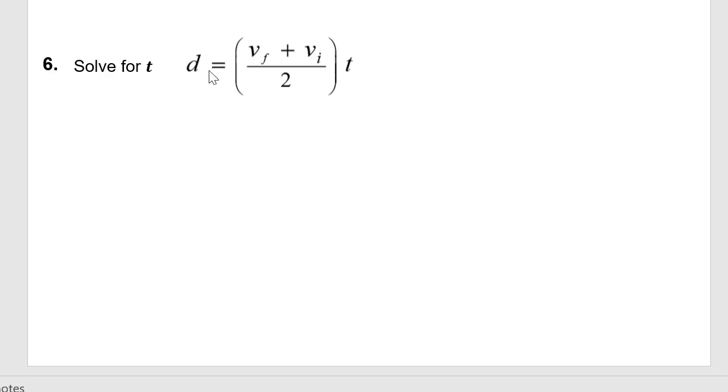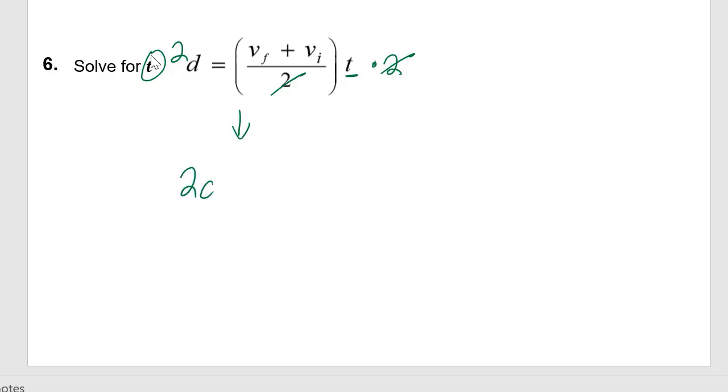Solving this distance formula for t, rearranging it to solve for time. Time is over here, multiplied by this fraction. So we basically need to get rid of this whole fraction on the right side. We can do it in steps. The first thing I would do is multiply both sides by 2 to get rid of the 2 on the bottom, but make sure we do it to both sides.